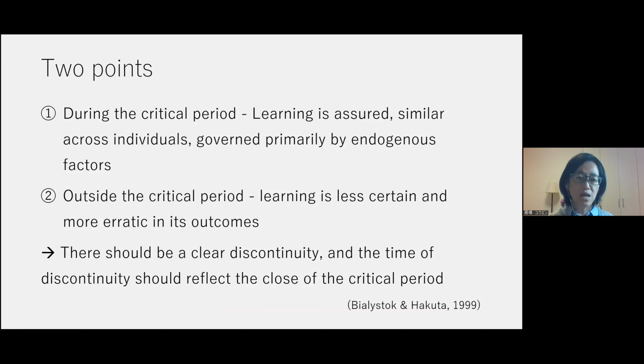And they also said that outside of this critical period, the learning is less certain and more erratic in its outcome. And so the key point here is that there is a clear discontinuity, and the time of that discontinuity should reflect the close of or the ending of the critical period. So there's a distinct time point where the ability to learn or the efficiency will drop dramatically.